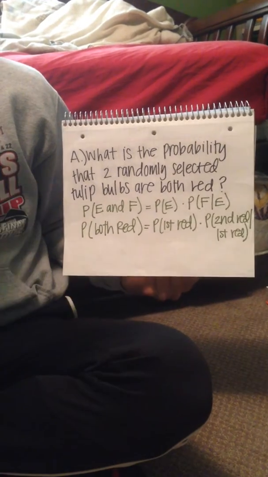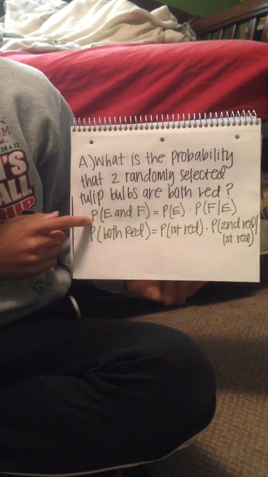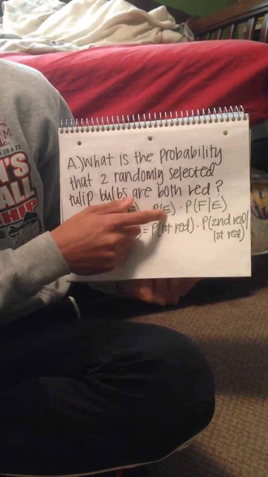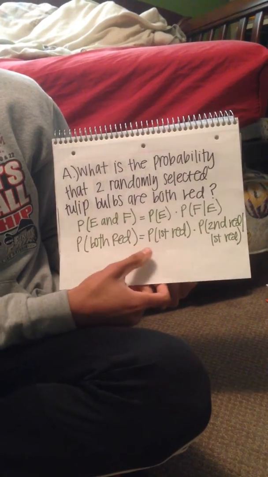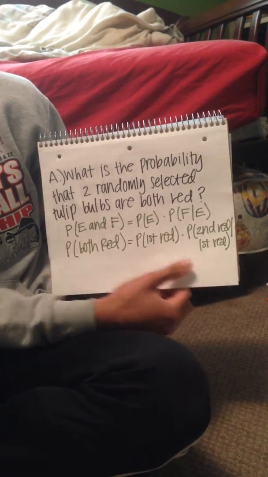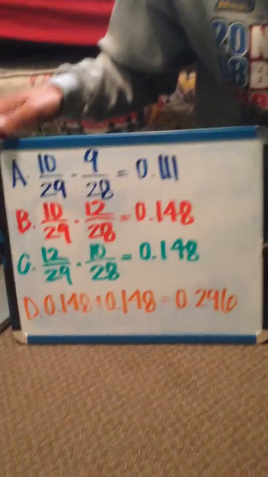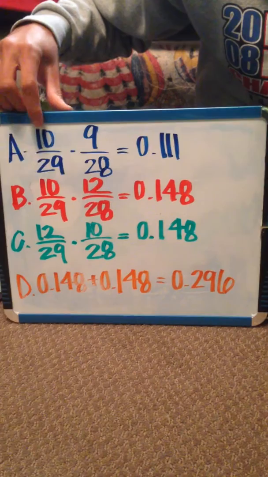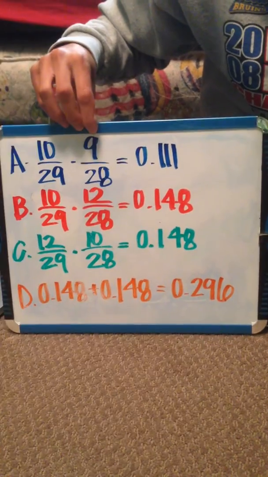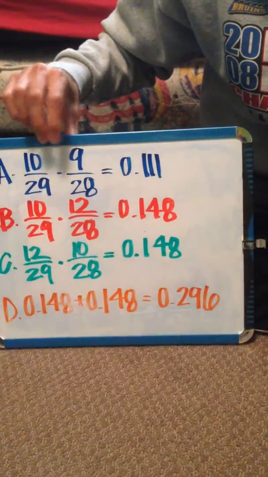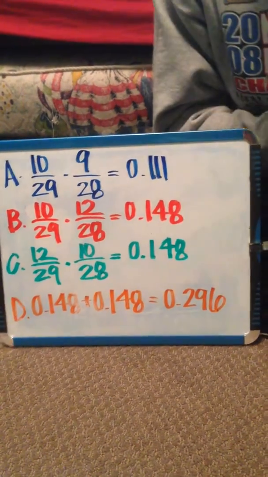So you want to use the multiplication rule, which is the probability of E and F equals probability of E times probability of F given E. And that would be probability of both being red, which equals probability of the first one being red times probability of the second one being red. And so what that looks like is you have 10 red tulip bulbs out of 29 total tulip bulbs, and then you multiply it by 9 red tulip bulbs out of 28 tulip bulbs since you've already selected one, and that's going to equal 0.111.